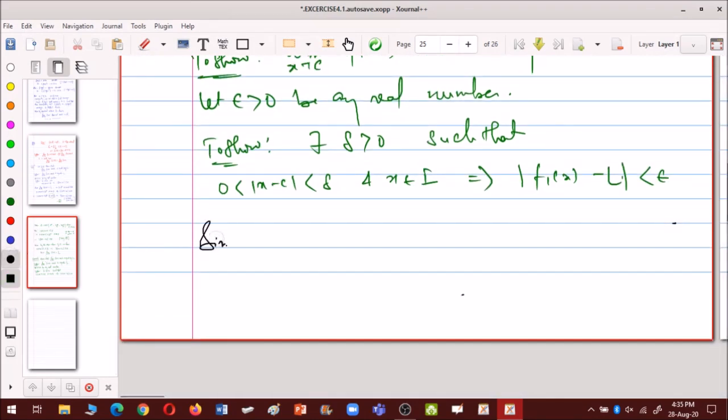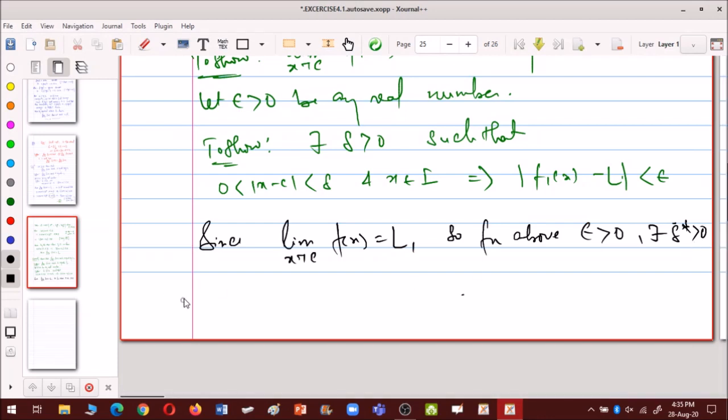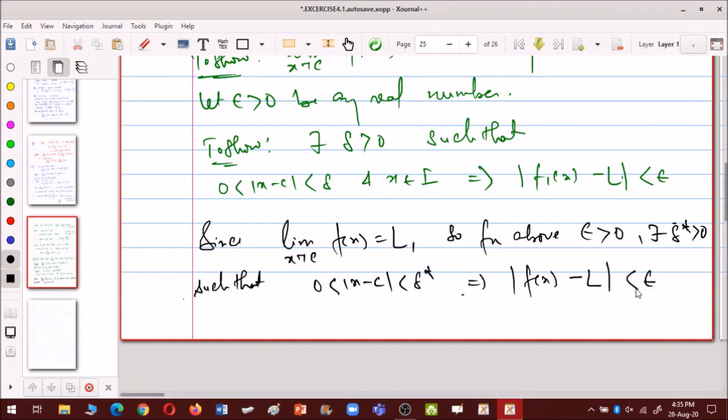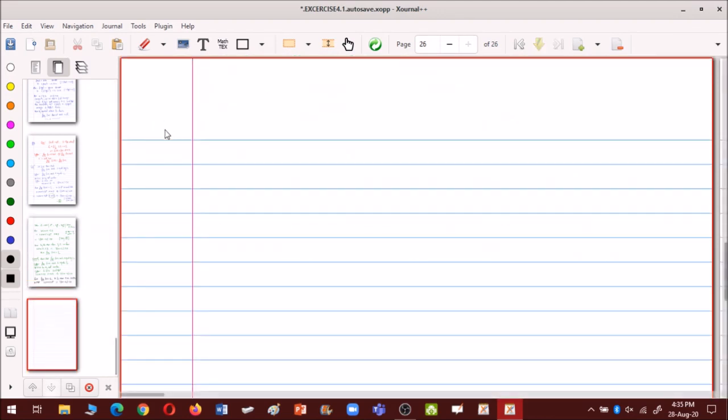Now since limit x tends to c f(x) is equal to L, for the above epsilon greater than 0 there exists delta star greater than 0 such that 0 < |x minus c| < delta star implies |f(x) minus L| < epsilon. This is our star. So what we will do, we will choose delta equal to delta star.